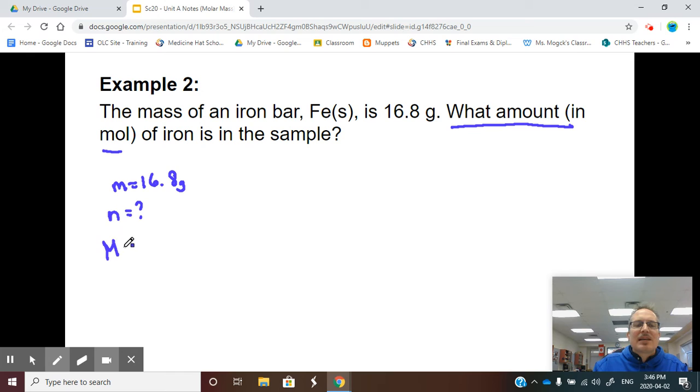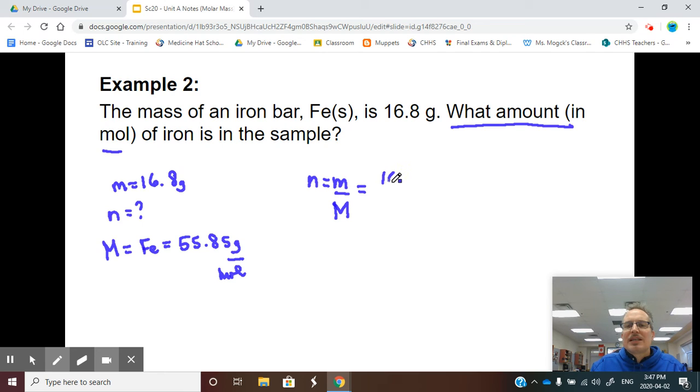And my molar mass this time is for iron. Very easy. So we're just going to have 1 Fe, which when we look it up is 55.85 grams per mole. This question is actually significantly easier than the last. So you get a mark for the formula. Moles equals mass over molar mass, straight out of your data booklet.